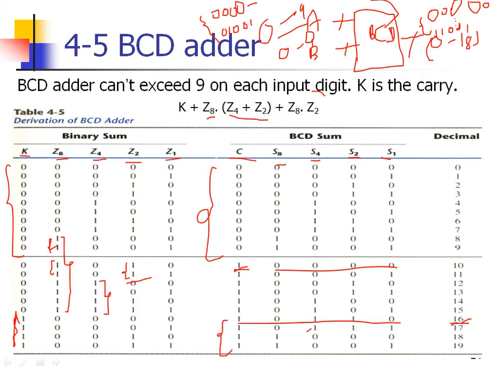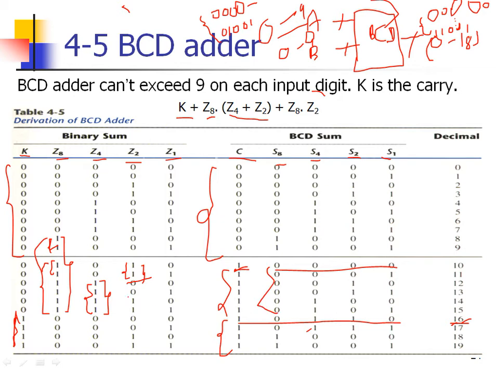It is directly given, there is no such issue. So that is why the K is given directly here, which performs an OR operation. Then the next condition is, see here, when Z8 is 1 and at the same time Z4 or Z2 is equal to 1, the carry will be generated and the remaining bits will range from 0 to 5.